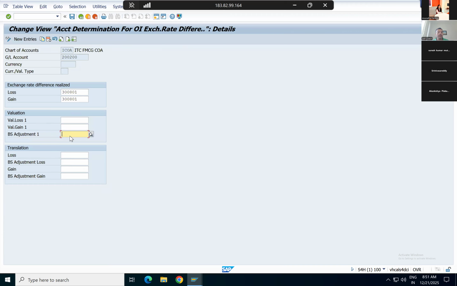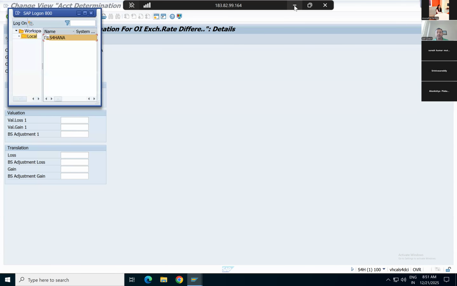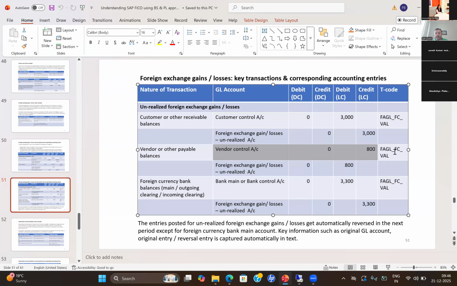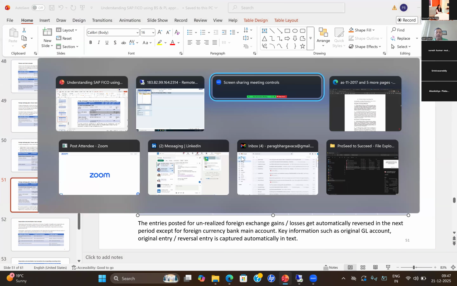And you see this one, this is the BS adjustment account, which in my presentation I was talking about. It was the vendor or customer control account. It will be a different account than this, because this is the recon account in which all my vendors and customers are going, but this balance sheet adjustment account is something in which the exchange fluctuation will go. So referring back to my presentation, what is this revaluation account? I am talking about this, which I have selected. This is the balance sheet account which I'm going to maintain in OBA1.